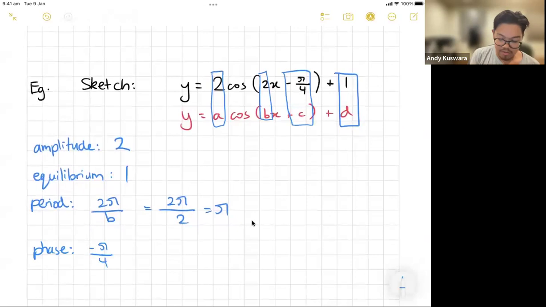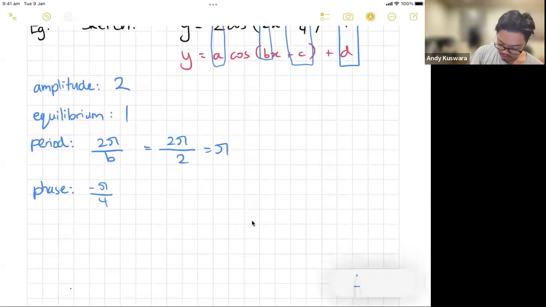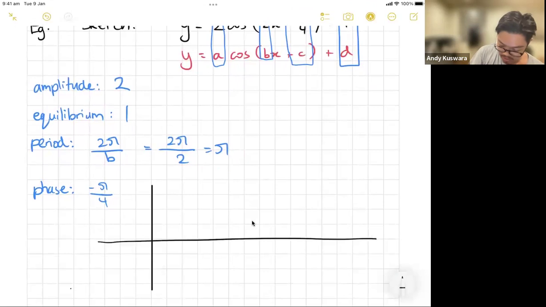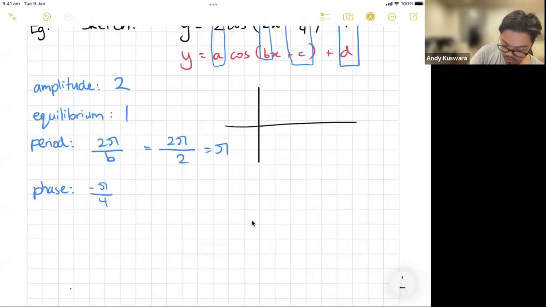That is going to affect our phase. Okay, so sketching this, there's a lot going on. Let's break it down one thing at a time. And sometimes what I end up doing, just to show you, is I would translate or transform it one step at a time.